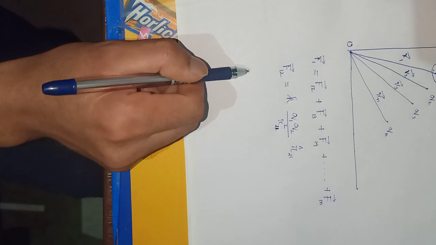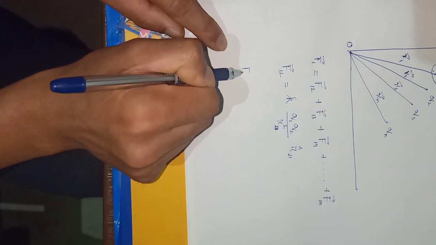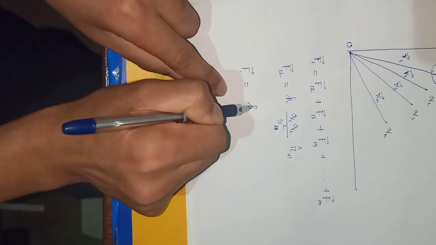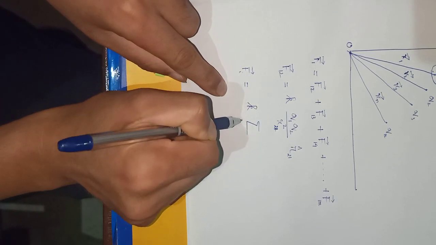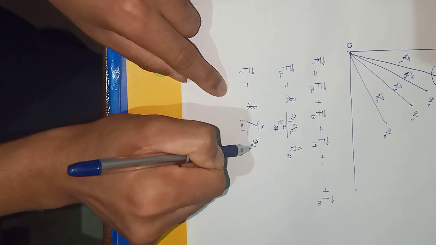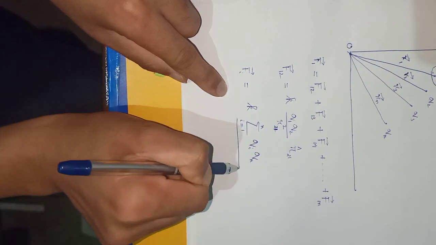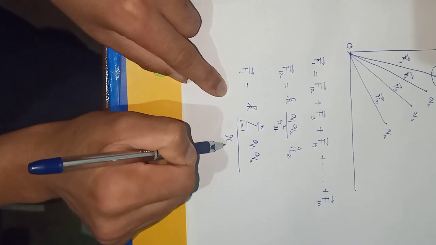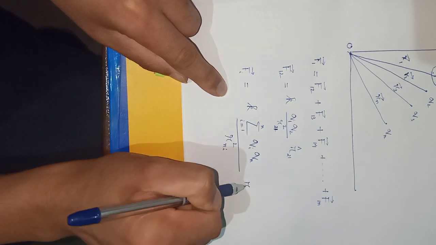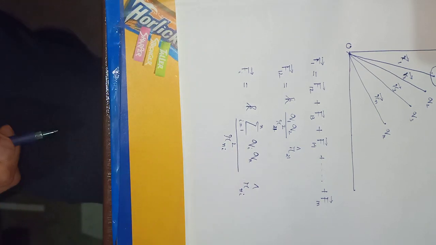In general, I can write this expression as F1 is equal to K summation i equal to 1 to n, Q1 Qi divided by R1i square, with unit vector R1i in general.